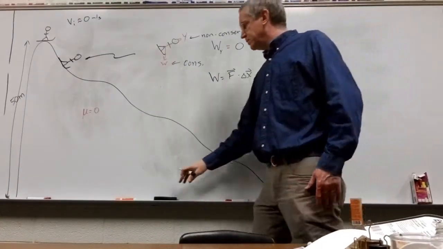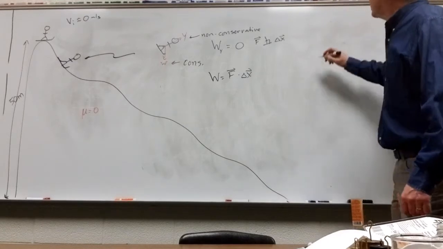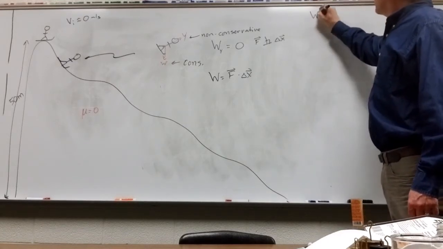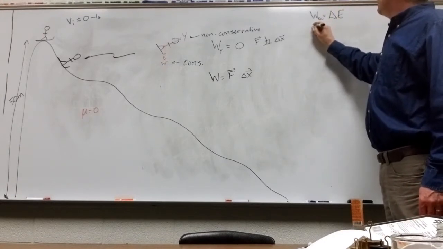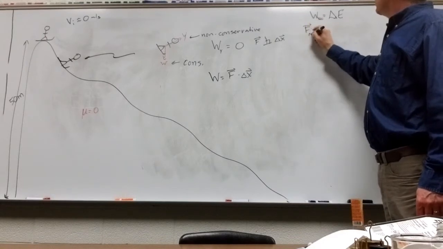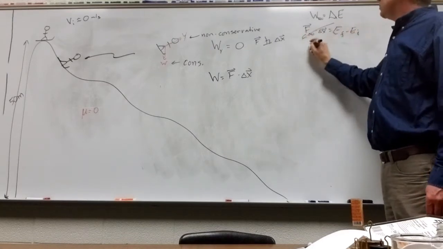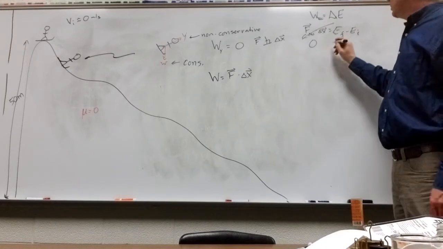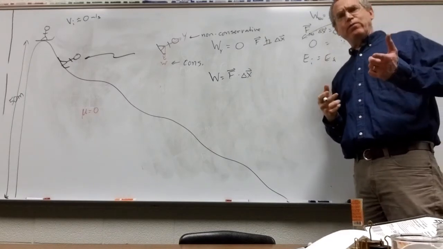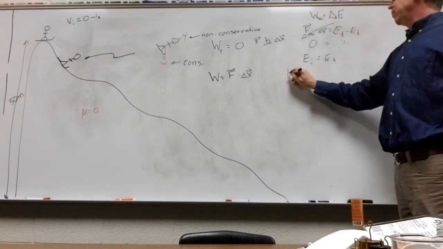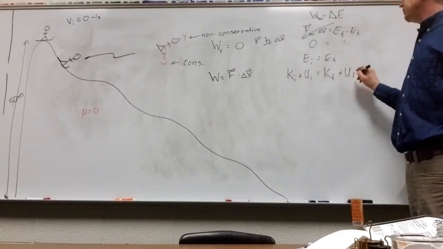So let's draw it up. And I need the space. Actually, we'll just squeeze it in over here. I know non-conservative work is equal to the change in energy. This is equal to the non-conservative force times the displacement, which is equal to E final minus E initial. That is equal to 0 because of the perpendicular nature of it. And so we have E initial equals E final. This is exactly where we were before. We now go through, break it into parts. So kinetic energy plus potential energy initial is equal to kinetic final plus potential energy final.